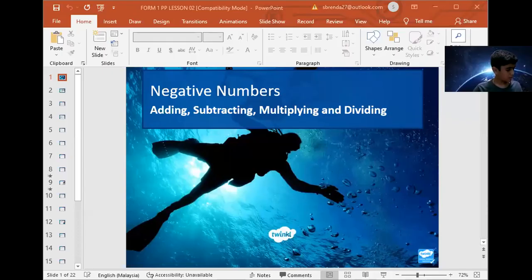So hi everyone, welcome to our Form 1 class, Lesson 2, in which we will look into adding, subtracting, multiplying and dividing negative numbers. Now, adding and subtraction of negative numbers we have done pretty much in the previous lesson. So this lesson we will just make it a quick review, all right?